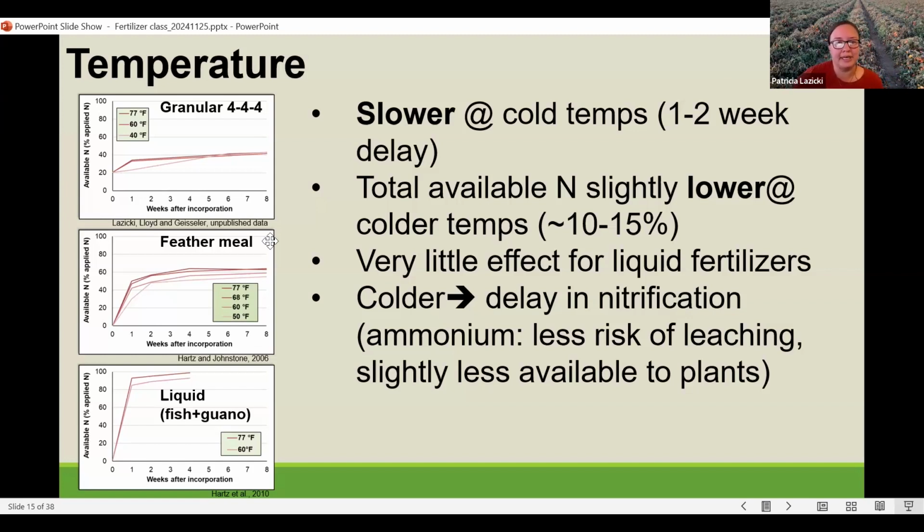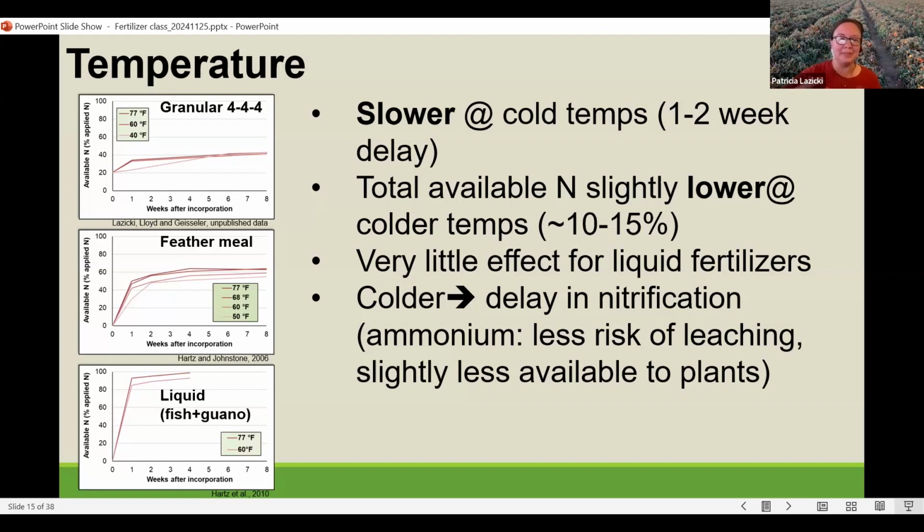And something that these graphs on the left don't show you, a big effect of applying at lower temperatures will be a delay in turning ammonium into nitrate. So the microbes that are performing mineralization, generating ammonium, are less temperature sensitive than the ones that are turning ammonium into nitrate. So if the weather stays cold, what you have is a buildup of ammonium.